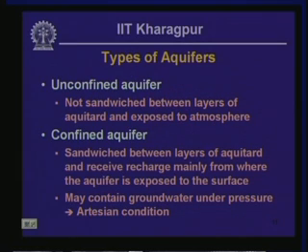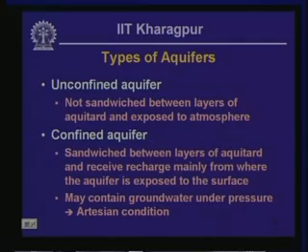Okay. Now we consider the types of aquifers. As we have learned from the previous portion of this lesson, by aquifer what we mean is essentially a saturated mass of subsurface formations, soil or rock, which conducts groundwater flow relatively easily. So aquifers are essentially of two types.